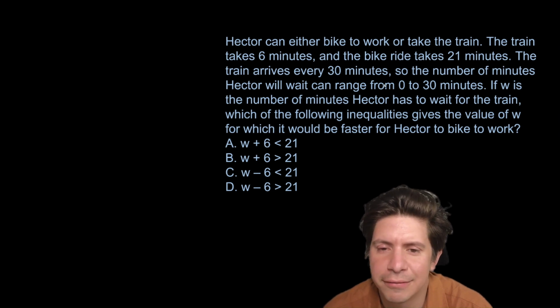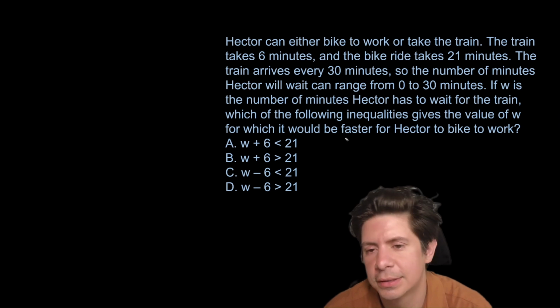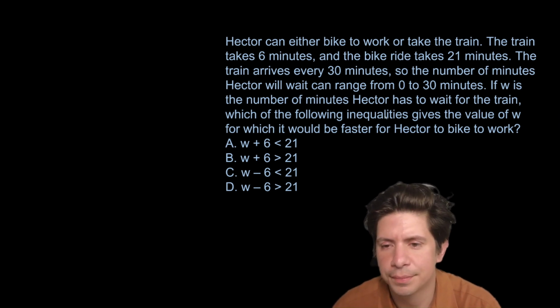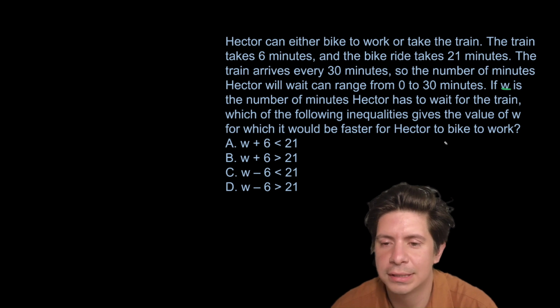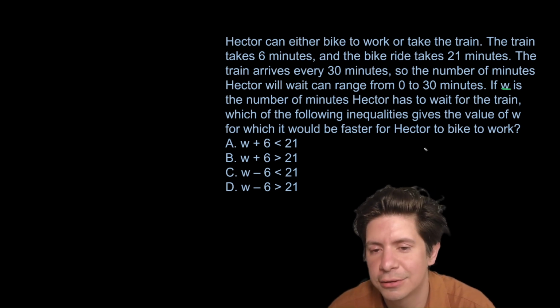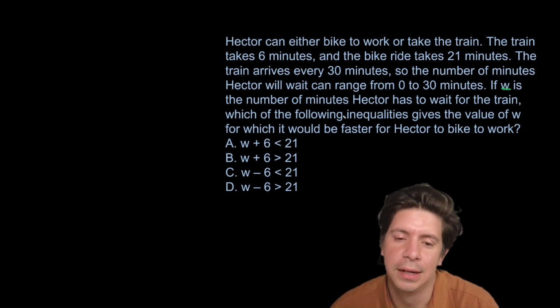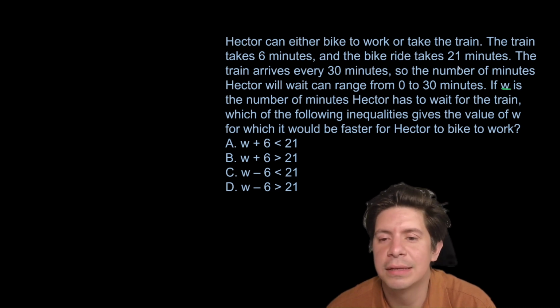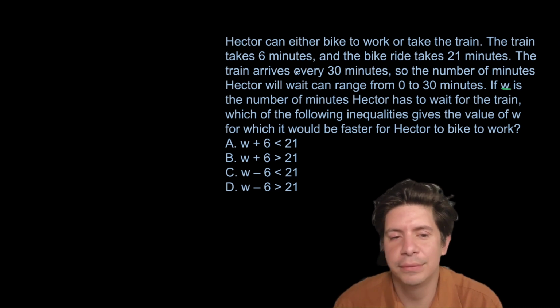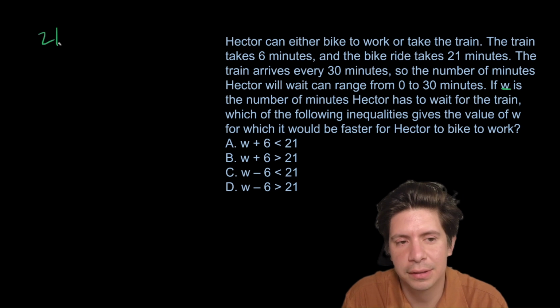The train arrives every 30 minutes, so the number of minutes Hector will wait can range from 0 to 30 minutes. If W is the number of minutes Hector has to wait for the train, which of the following inequalities gives the value of W for which it would be faster for Hector to bike to work? Okay, so when is it faster for Hector to bike to work? What I'm thinking is there's a 15-minute difference between the 21-minute bike ride and the 6-minute train ride, right?